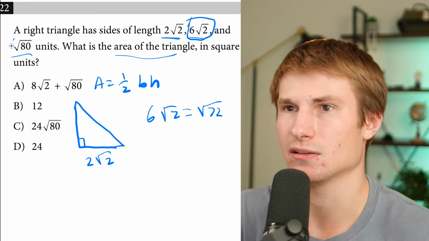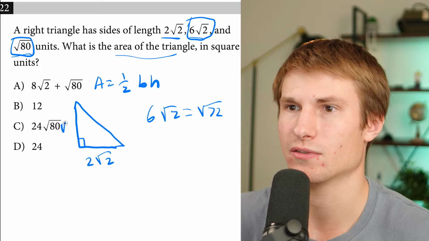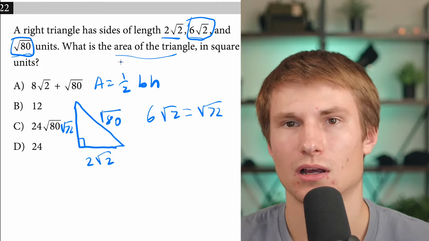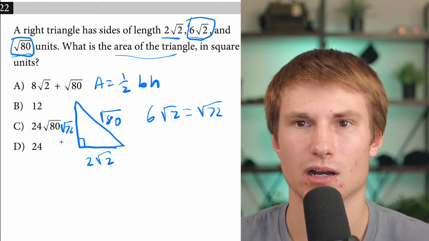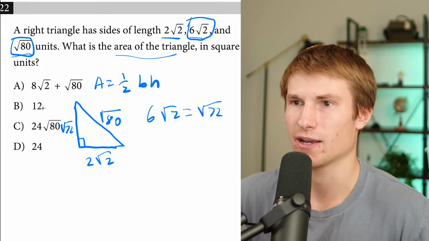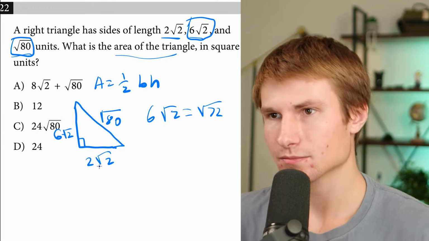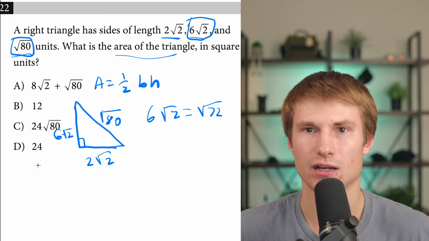Okay, as you can see, that's less than root 80. So we'll have root 72 over here, and then we've got root 80 right here. All right, so now we've got our base and our height. Let me rewrite root 72 as what it was given to us as, 6 root 2. Okay, so from here we need the area. So let's plug into our formula for the area of a triangle.